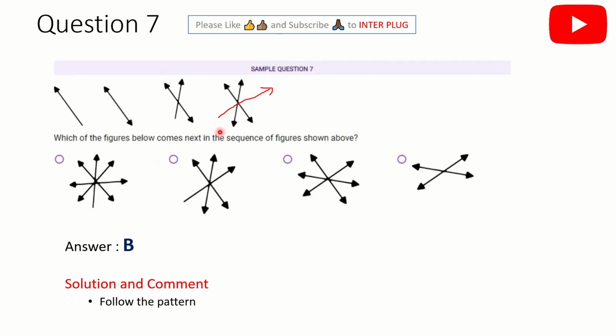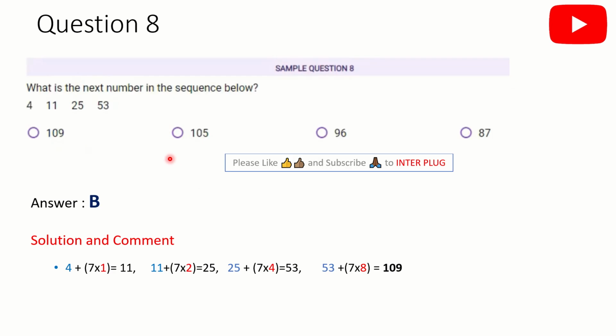And if we were to go further, you will see that we need to just put a head on this one, and then we are going to get C. But the answer is B in this case. Okay, we move on to question 8.